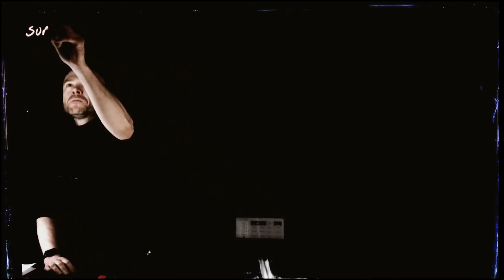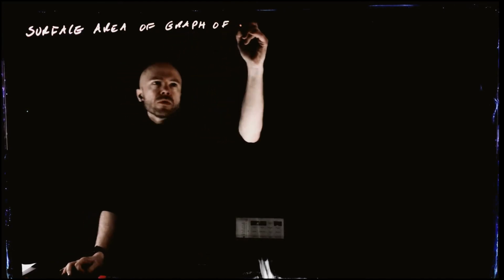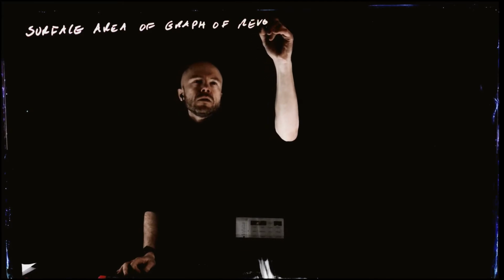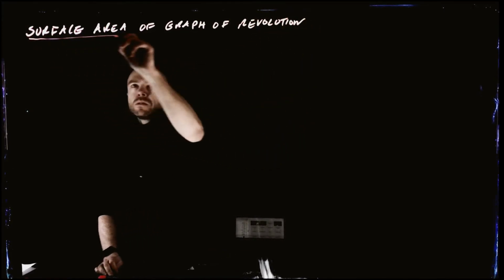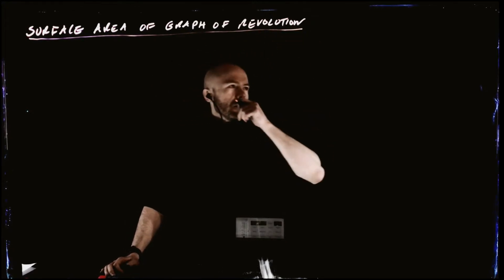Okay, let's get started. So, today we're going to be talking about the surface area of a graph of revolution. So, this is section 8.2. So, what is this about?